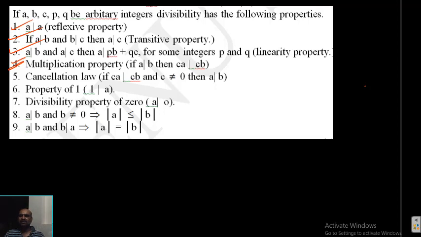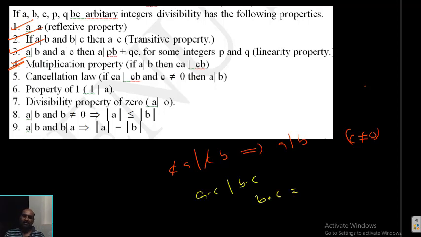Cancellation property, this is important. ca divides cb implies a divides b. What happened means I cancelled c, with the condition c not equal to 0. Okay, c into a divides c into b, then I can say that a divides b. That is not a big problem for us. So I will show you. a into c divides b into c. What is the meaning of that? b into c equal to some integer into a into c only, no?